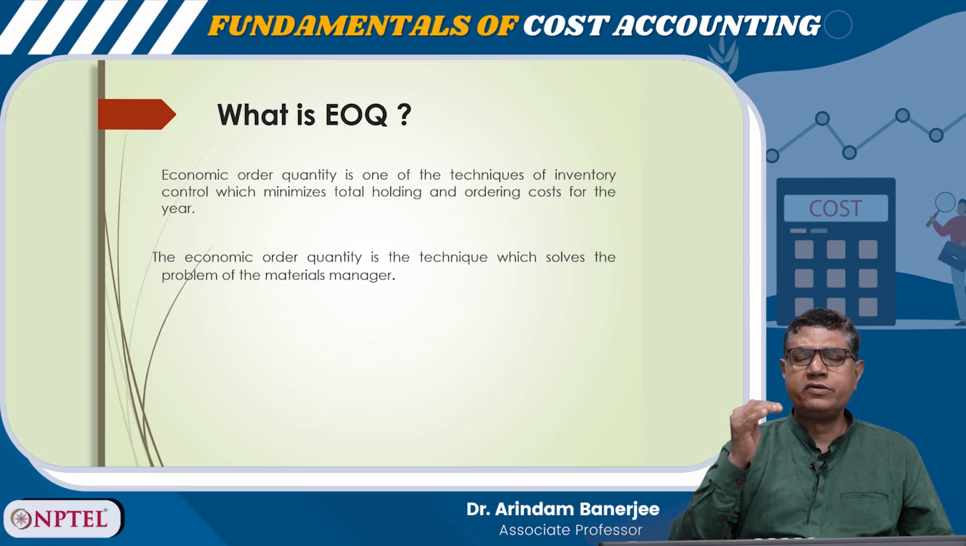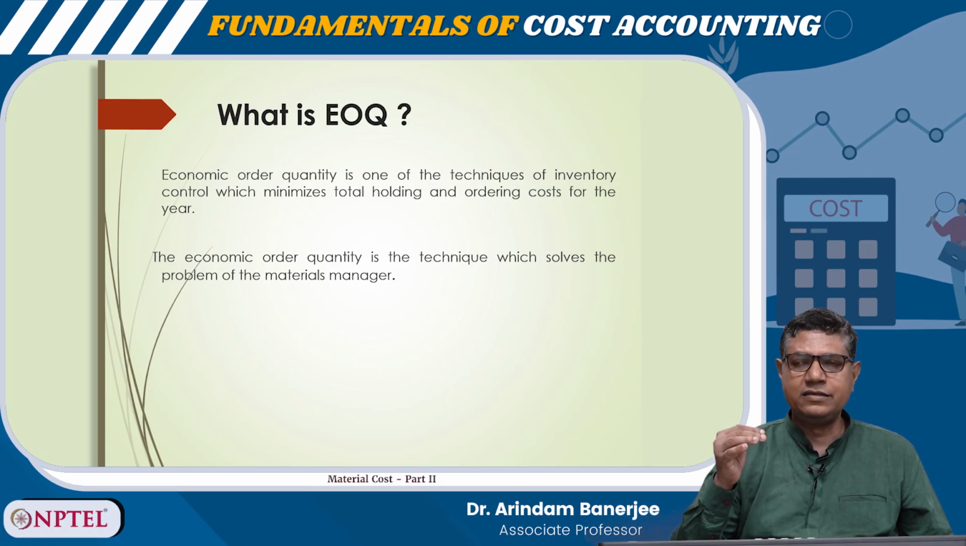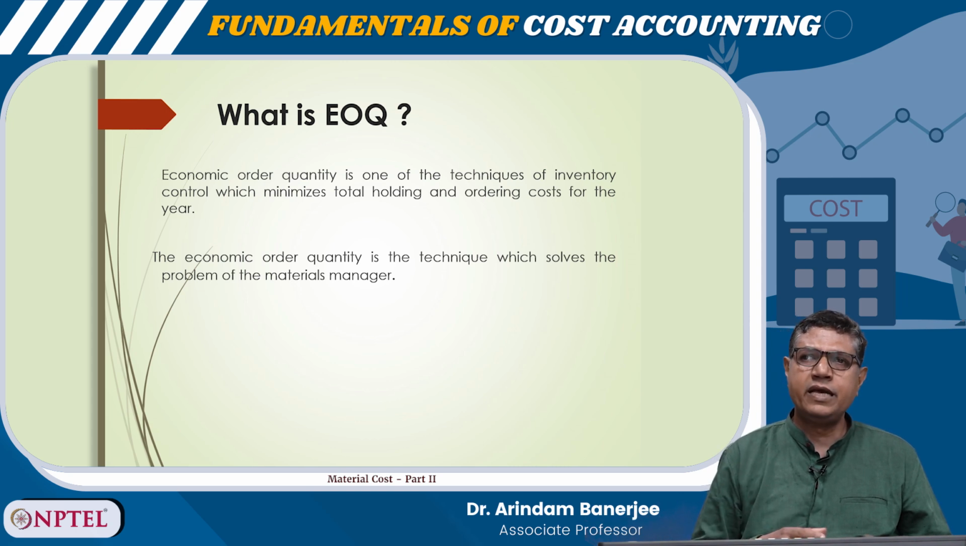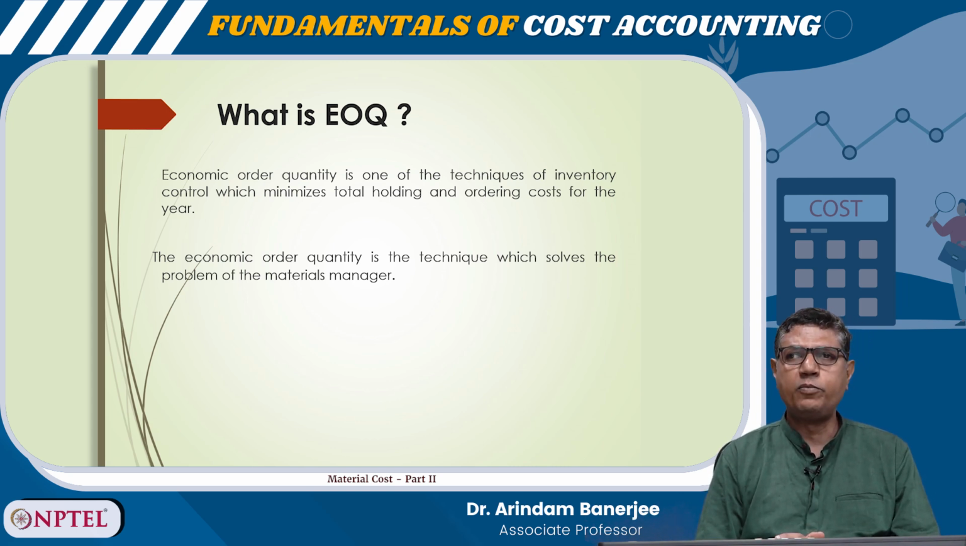So we got 3 levels, right? So we got the answer to when to order, when to make a fresh order. Now the question comes: how much to order? How much we should order? So here there are many techniques. One of the popular techniques is EOQ, right?